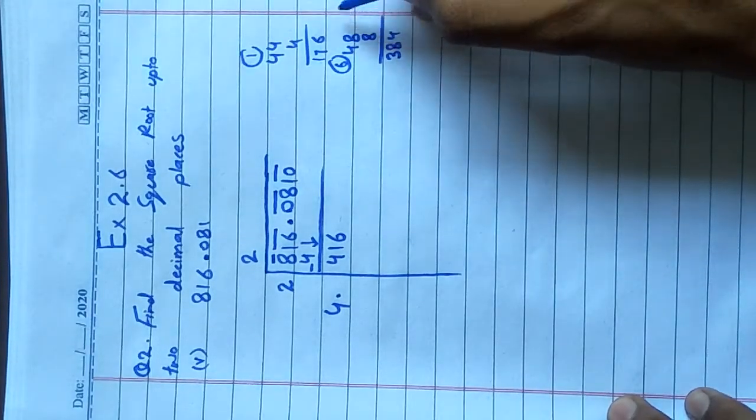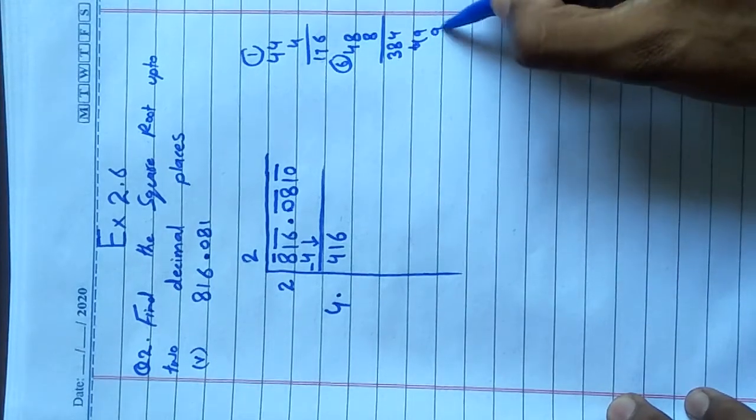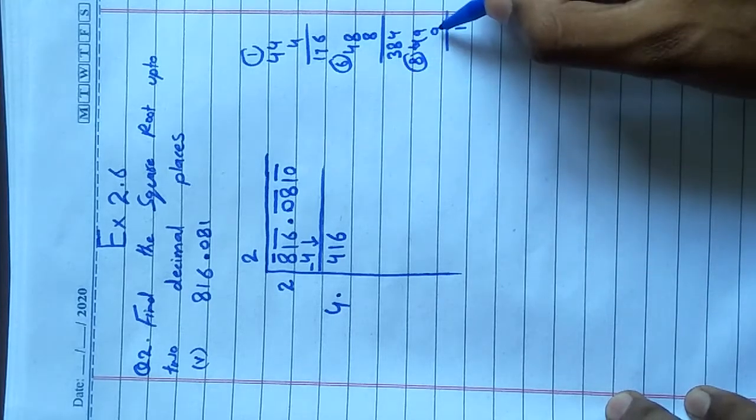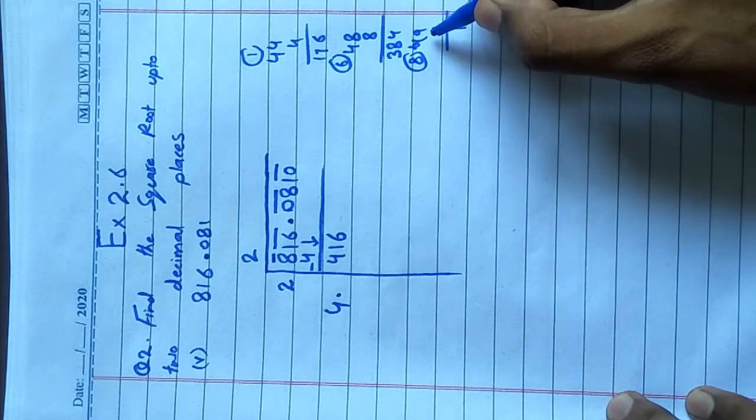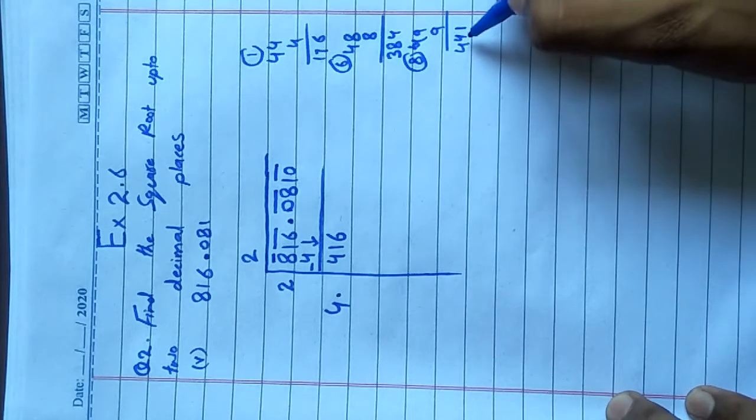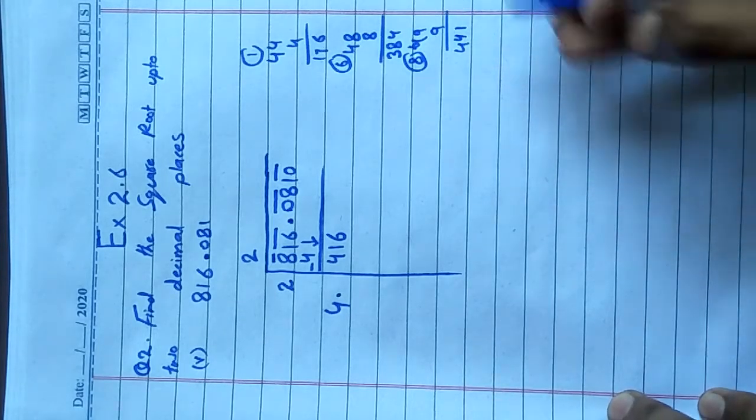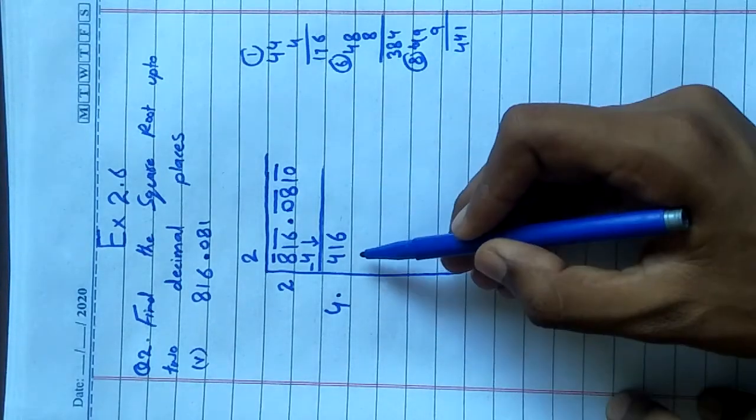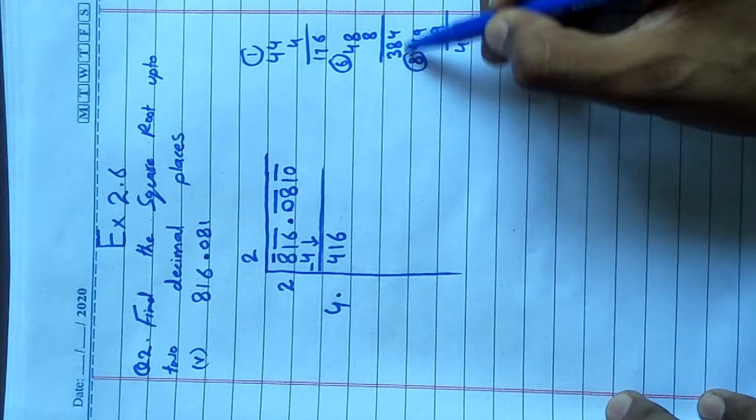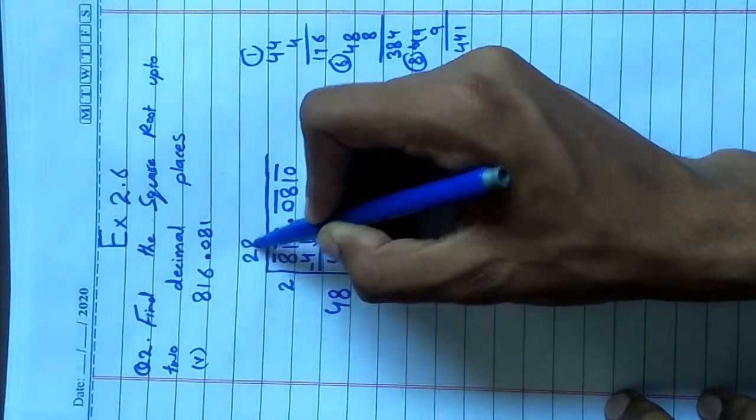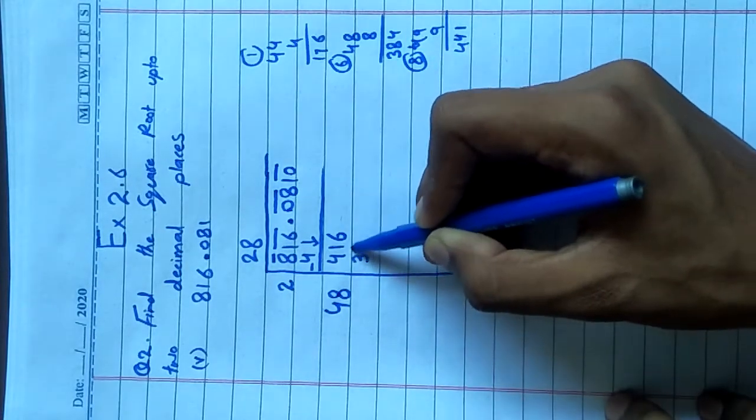Assume 9. 9 9s are 81, 1 here, 8 carry, 9 4s are 36 and 8 is 44. Can we write 441 here? No, because 441 is greater than 416. You can write only this term. So assume 8 here, write 8 here also, and write 384.